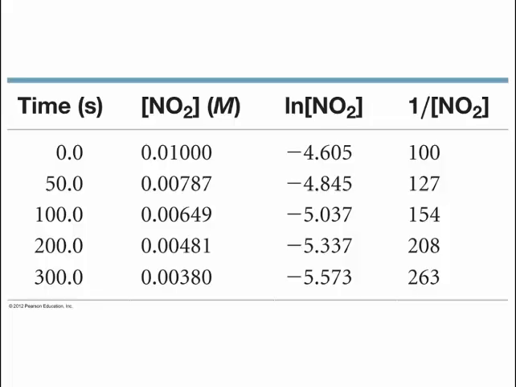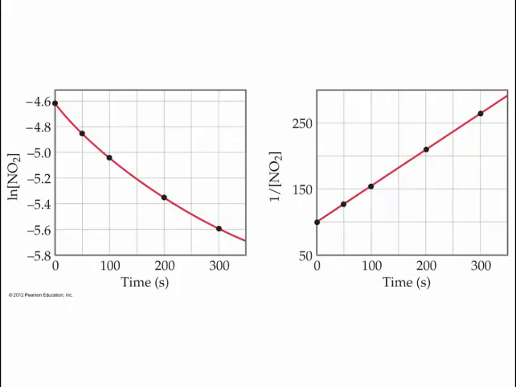So when we go to the third column, we see that there's a 27 difference between 0 and 50 seconds. There's another 27 difference between 50 and 100 seconds, and then there's a 54 difference between 100 and 200 seconds. You could see that that would be a linear graph, and therefore this is a second order reaction. So there's the first order on the left, and there's what the second order looks like on the right.